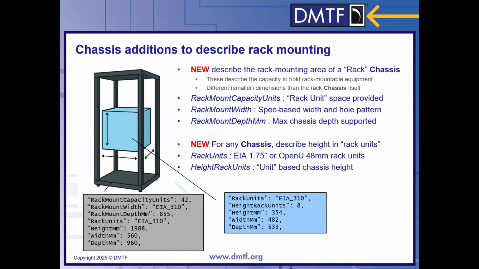And then for any chassis, we can describe its height in rack units now. So the rack units property, which can be either EIA, which are 1.75 inches, or OpenU, which is 48 millimeters, depending on whether you want to do metric or imperial units. And then height rack units is the height of a chassis-based item in rack units.